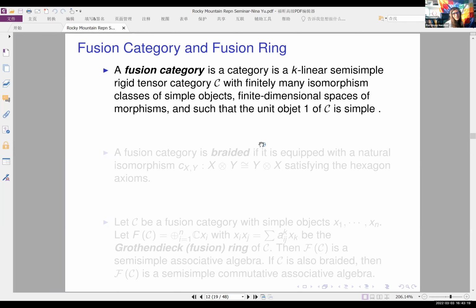I don't know. If the VOA is not that nice, then I have no idea what they'll look like.